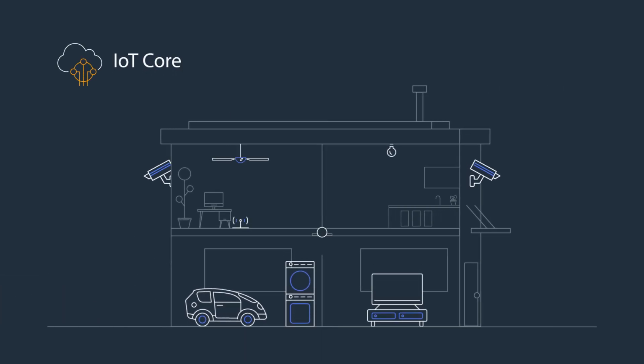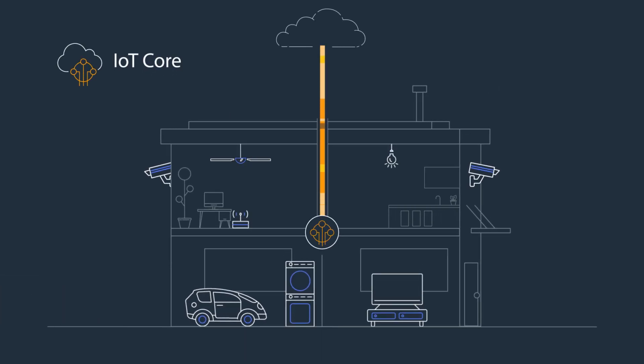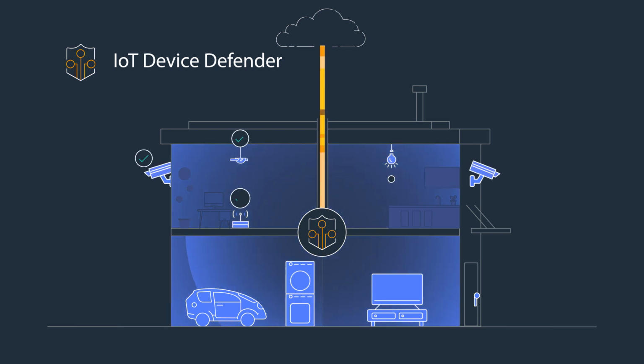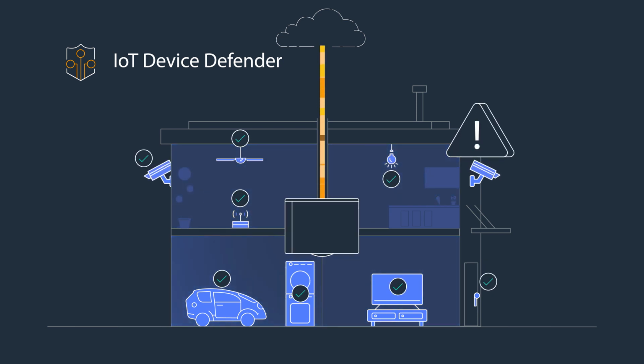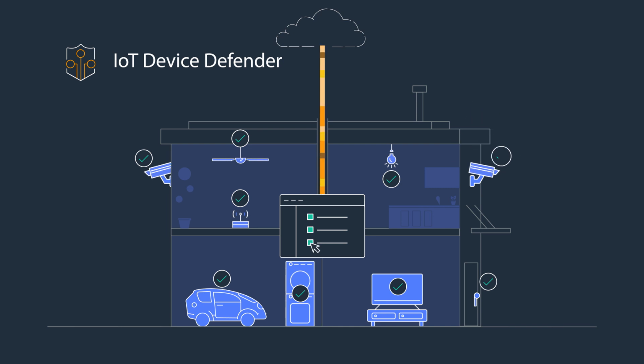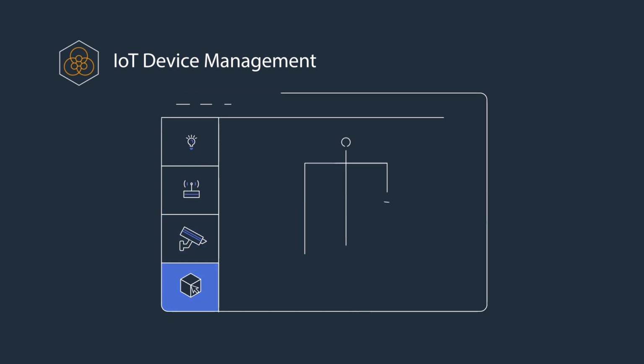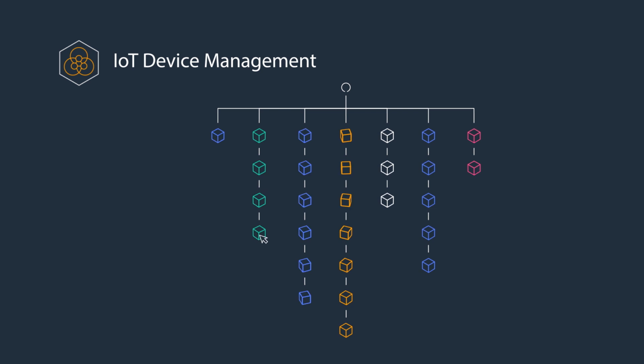IoT Core lets connected devices securely interact with cloud applications and other devices. AWS IoT Device Defender continuously monitors and audits your IoT configurations to make sure they aren't deviating from security best practices. IoT Device Management better enables secure onboarding, organization, monitoring, and remote management of IoT devices at scale.